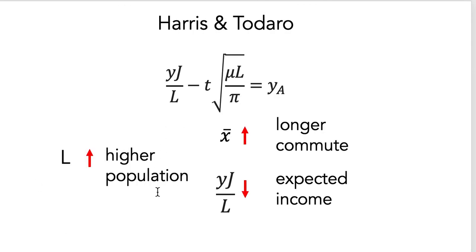So check this out. If we have more population, then the welfare of the people will be decreased in two ways now. Not only will they have a longer commute, explained already last module, but also they will have a lower expected income because L decreases the probability of getting a job. Okay, so that's one effect.